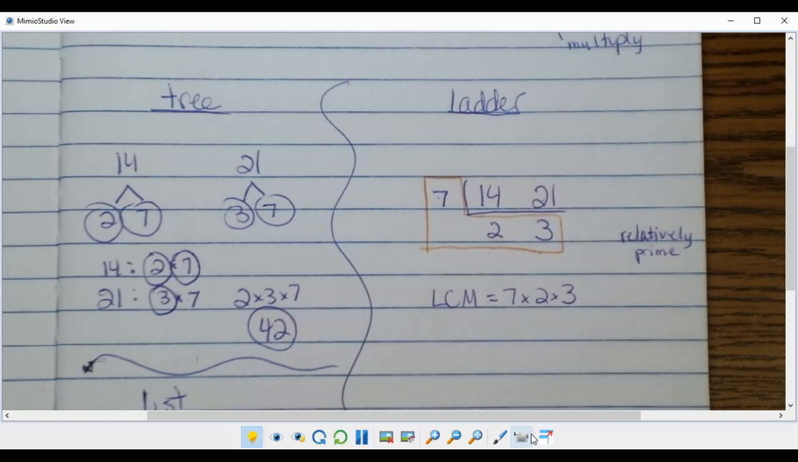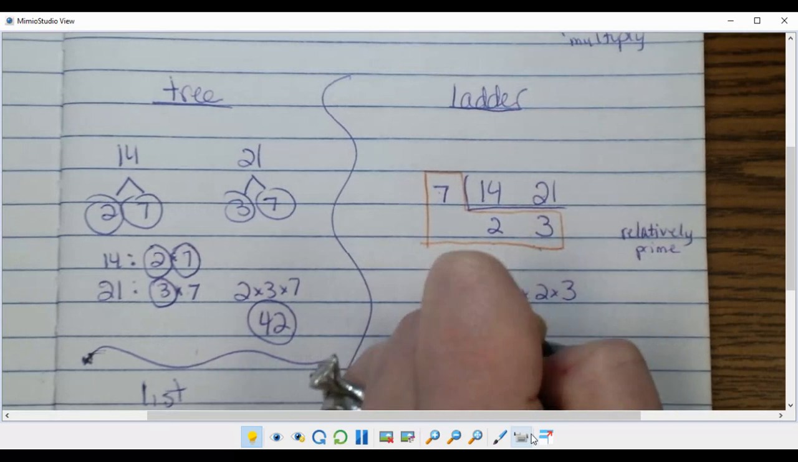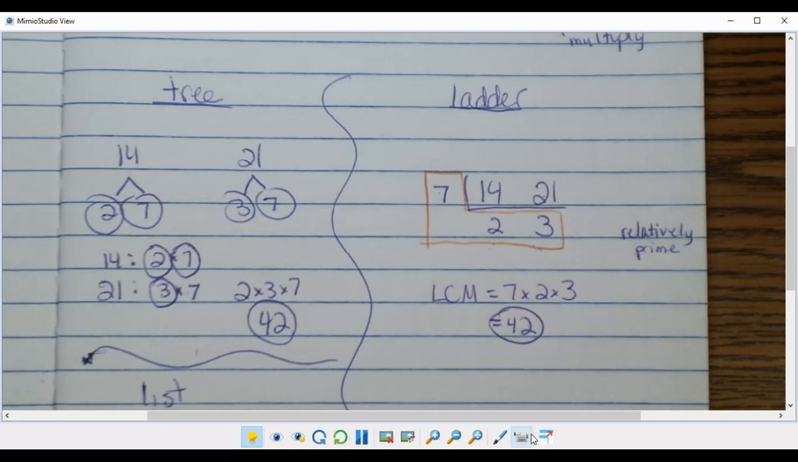And there's my 7 times 2 times 3. 6 times 7 is 42. Super fast, super organized, and it did it for you. Now, if you had to find the GCF for this, it would just be 7. You don't have to do anything else. You just have to know where to look.